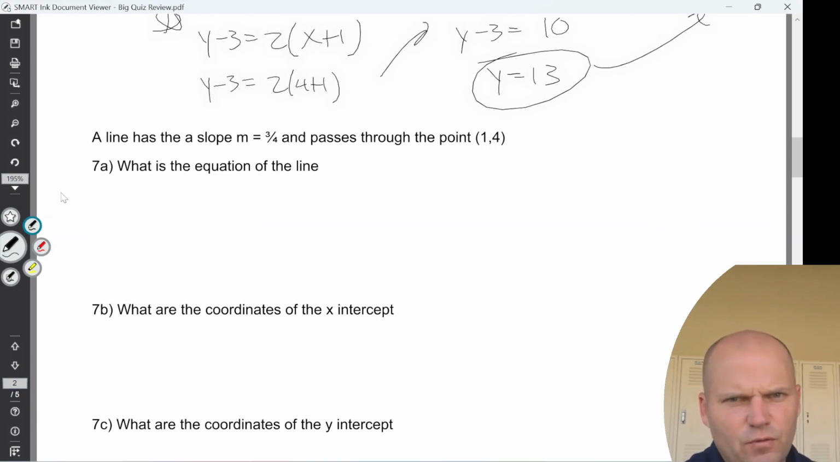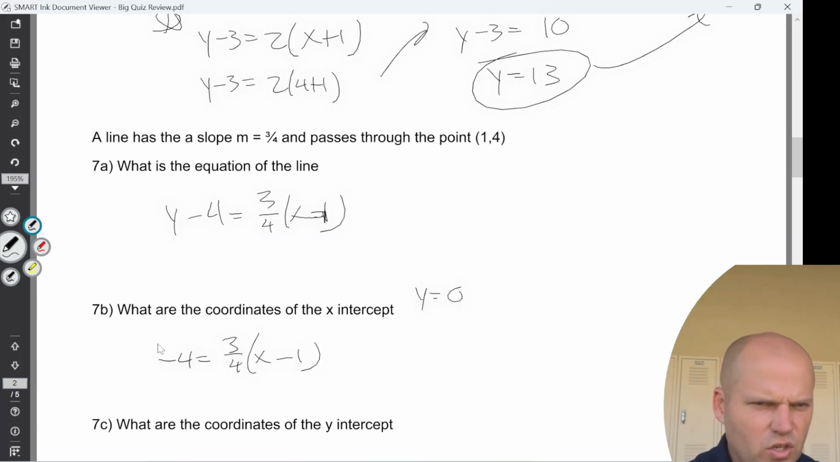A line has a slope of 3/4 and passes through the point 1, 4. What is the equation of the line? y minus 4 equals 3/4 times x minus 1. What are the coordinates of the x-intercept? That's when y is equal to 0. I will need to solve this equation: -4 equals 3/4 times x minus 1.